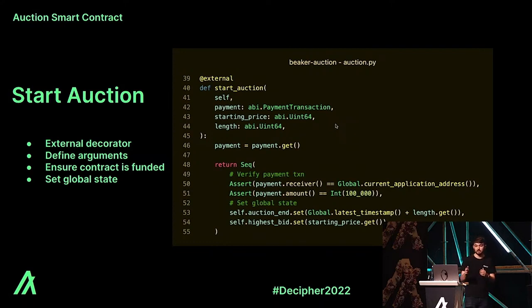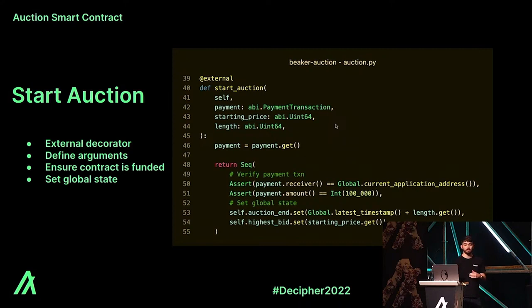So the first thing to mention here is that our first argument, payment, is expecting a payment transaction. On Algorand, we have atomic transactions, which means you can group up to 16 transactions together. So defining payment as an argument to start auction is signifying that when we call start auction, we want another payment transaction to be grouped together with the start auction.